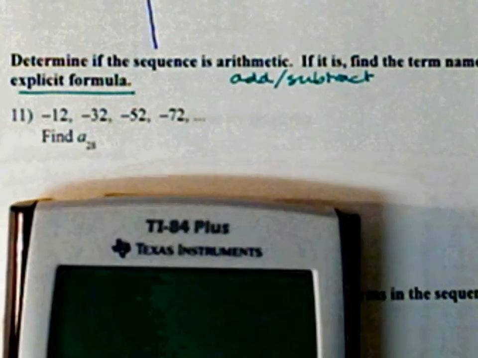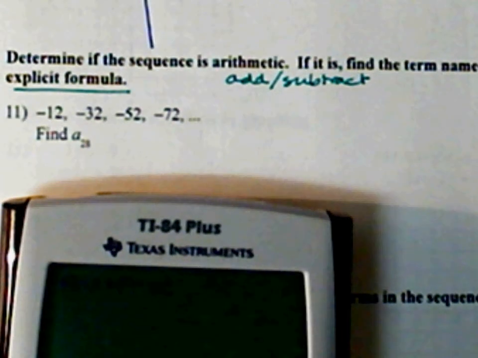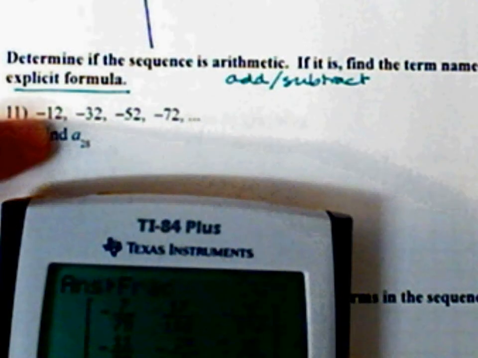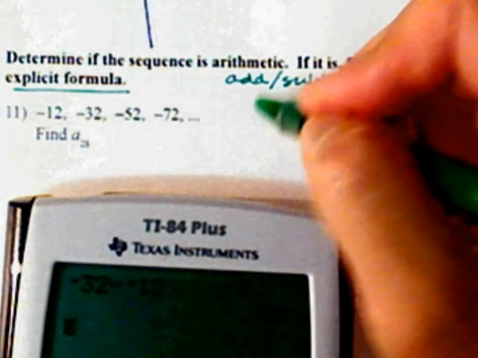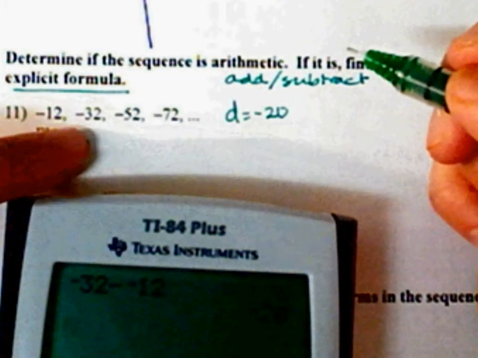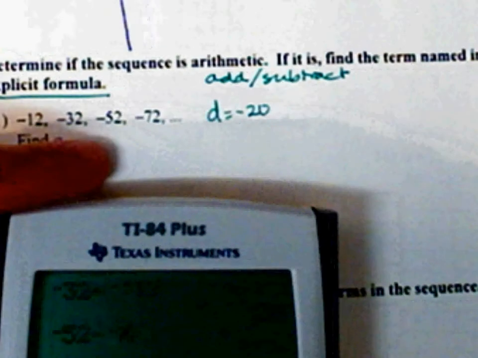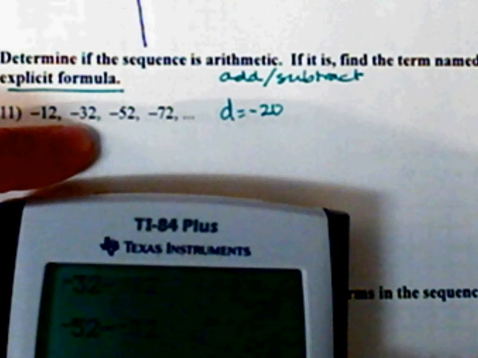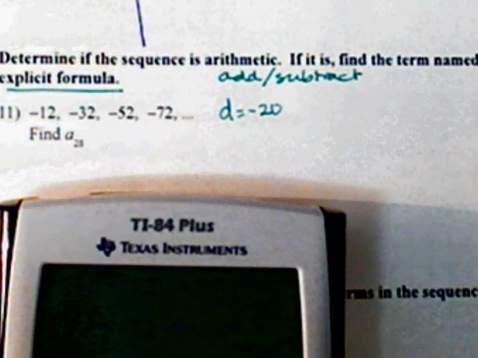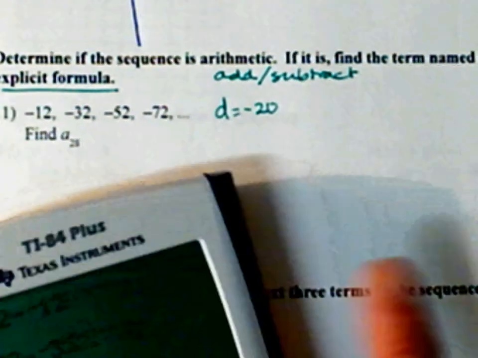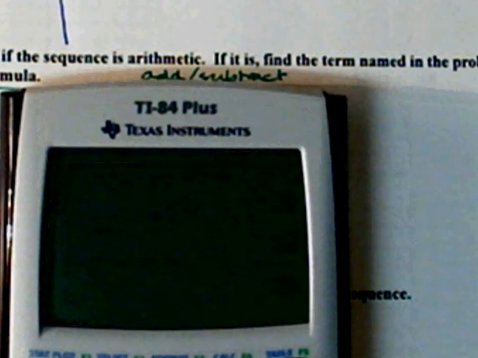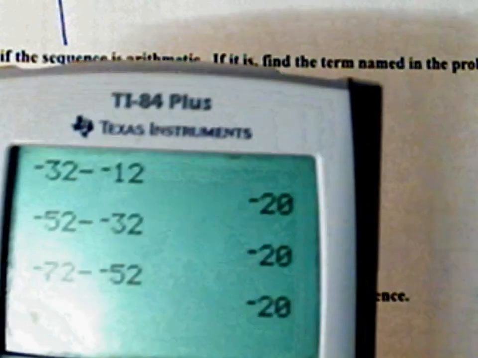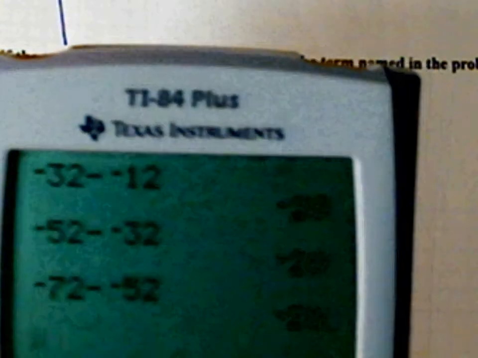Now, to see if something is arithmetic or not, what you can do is, you see how you go from negative 12 to negative 32? You're going to be subtracting. Negative 32 minus negative 12. I am decreasing by 20. Don't just do it right there. Do all of them. Negative 52 minus the previous term. See how they're consistent? Negative 72 minus negative 52. See how they're all the same if you look at your calculator. All right. So, if you look, they're all the same. Since they're all the same, that means your d is negative 20.